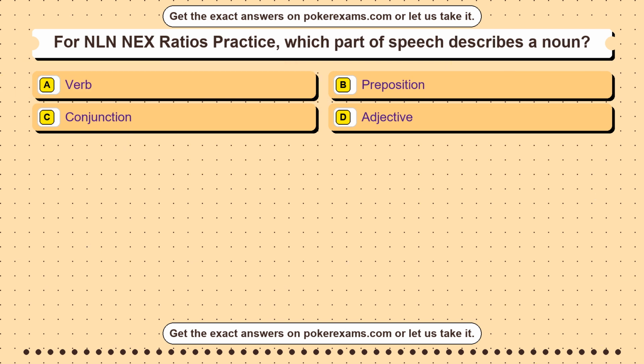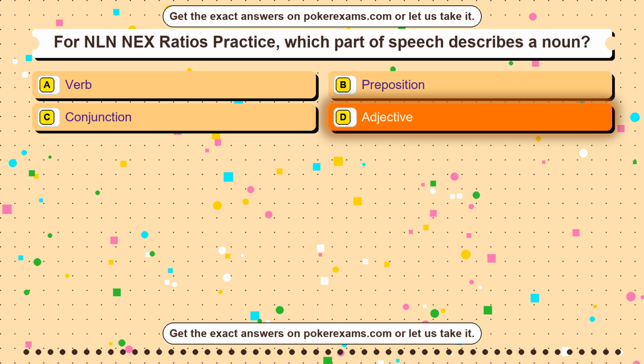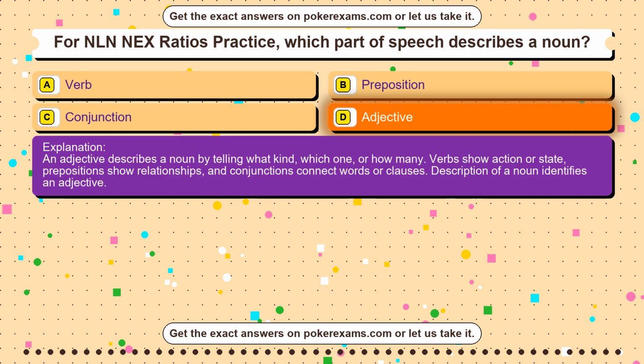Question 22. For NLN NEX Ratios Practice, which part of speech describes a noun? Option A verb. Option B preposition. Option C conjunction. Option D adjective. The correct answer is option D. Adjective. An adjective describes a noun by telling what kind, which one, or how many. Verbs show action or state, prepositions show relationships, and conjunctions connect words or clauses. Description of a noun identifies an adjective.